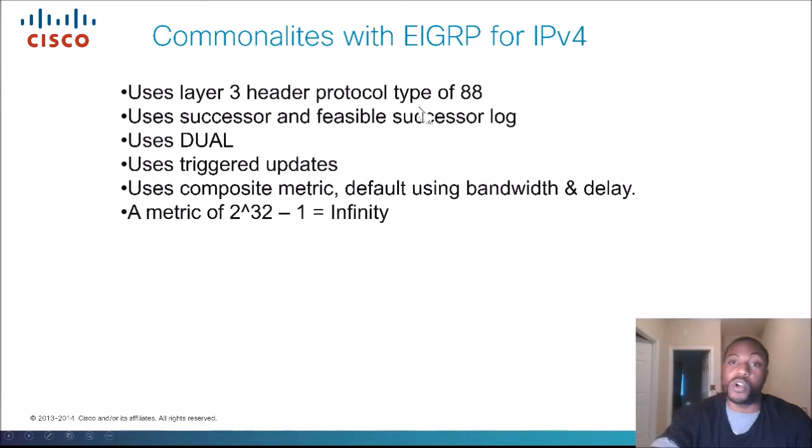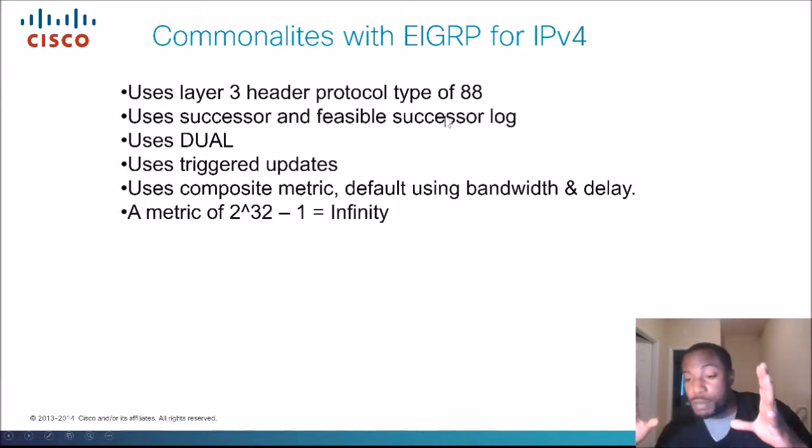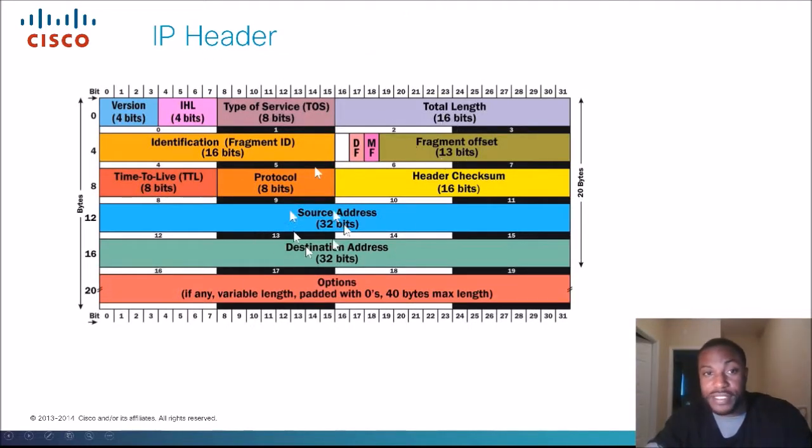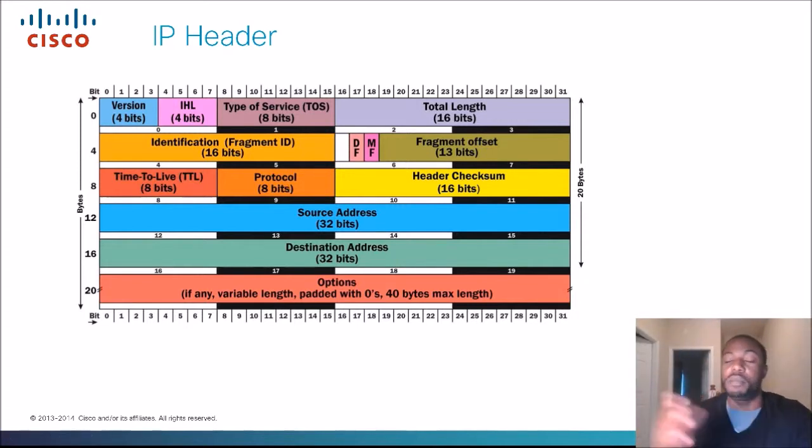It uses layer 3 protocol type 88. You remember when you pull up the IP header? This right here is the IP header. Well, once you see the protocol type says 88, that's how you know it is a packet for an EIGRP IPv6 type header. So if you see an 88 in the protocol field, if you're running Wireshark or any other kind of protocol analyzer, then you know this is IP version 6, as they also call it.